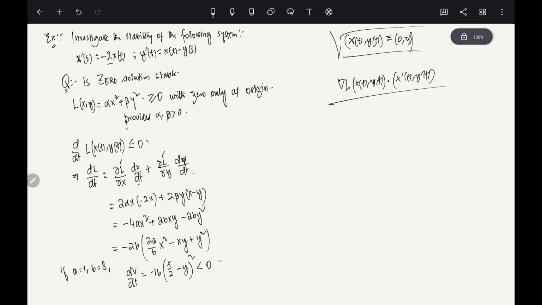So if it is strictly negative, that will imply that the 0 0 solution is asymptotically stable. Not only stable, it is asymptotically stable. Is it okay? So basically the whole point is you have to find a Lyapunov function. That's all. In the assignment also we'll give other problems for you to find the Lyapunov functions.